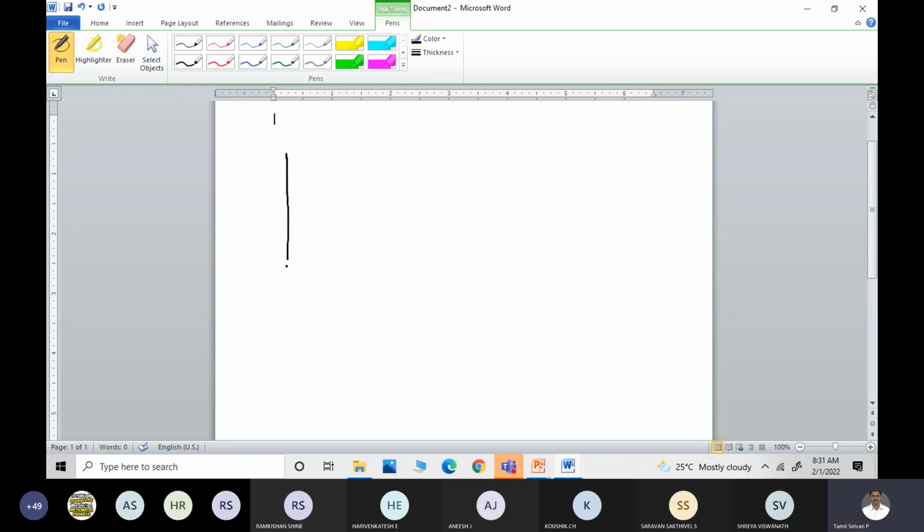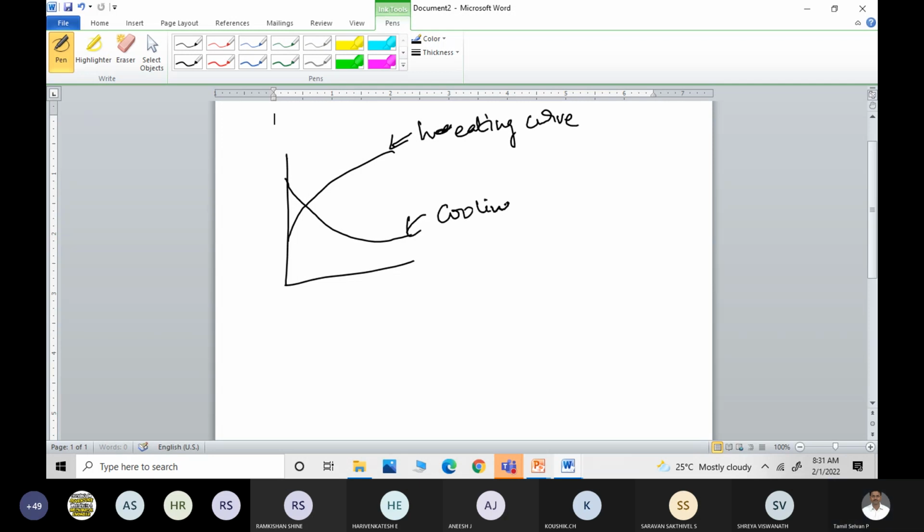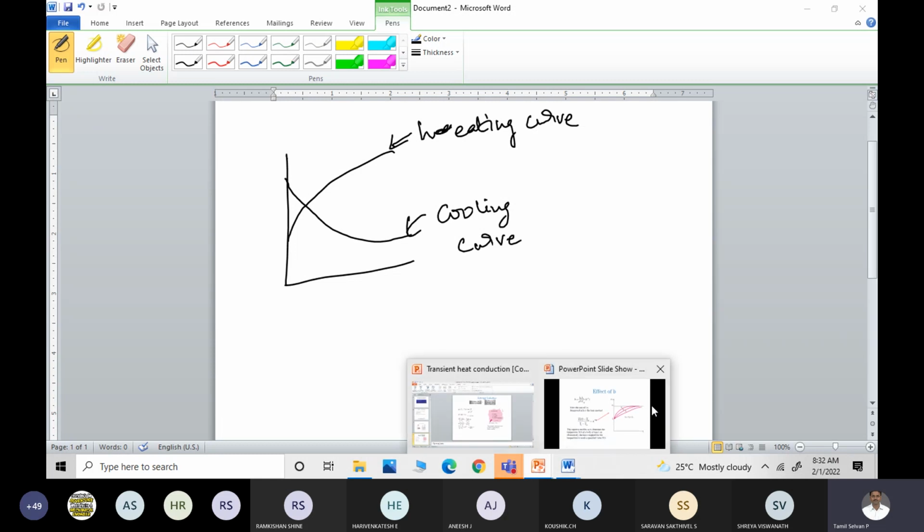So you will be having two types of curves. One is the exponential heating, the other one is the exponential cooling. So this is the heating curve, this is the heating curve, and this is the cooling curve. Okay, students, the heating process and cooling process will be done in an exponential manner.